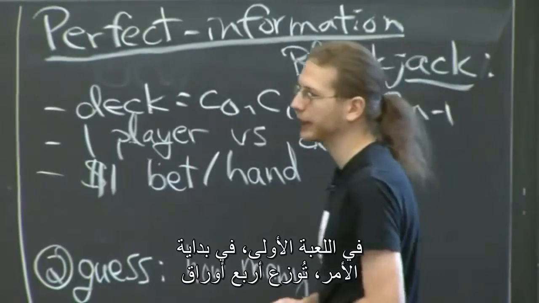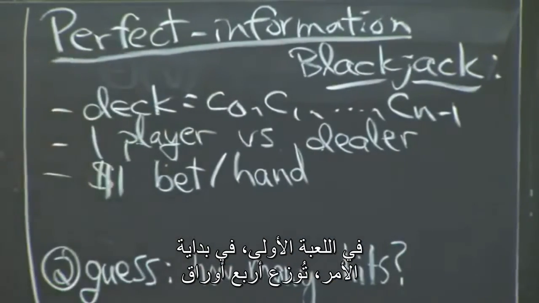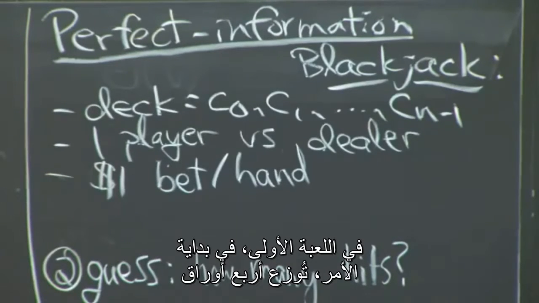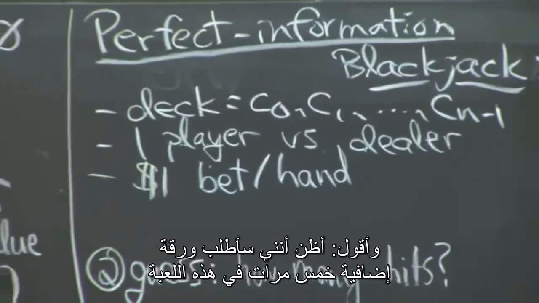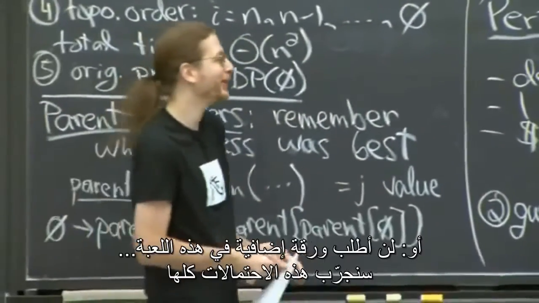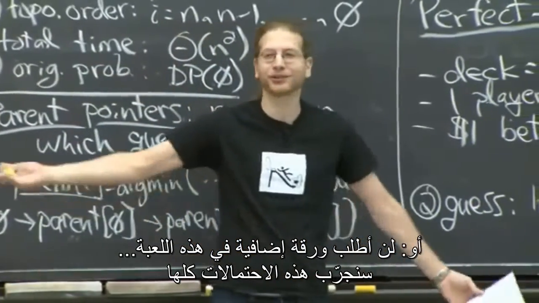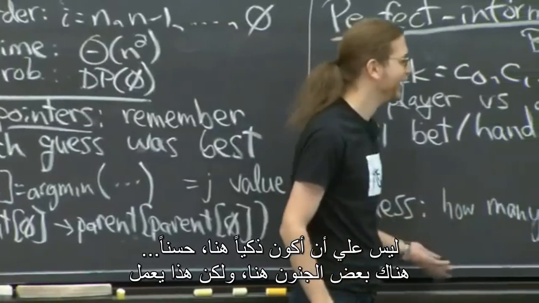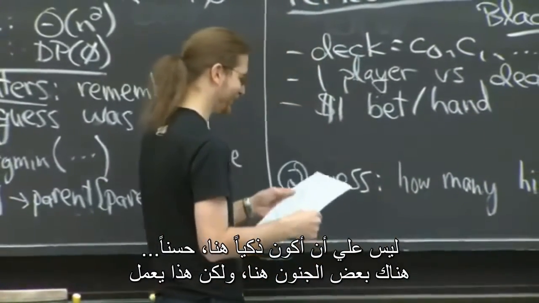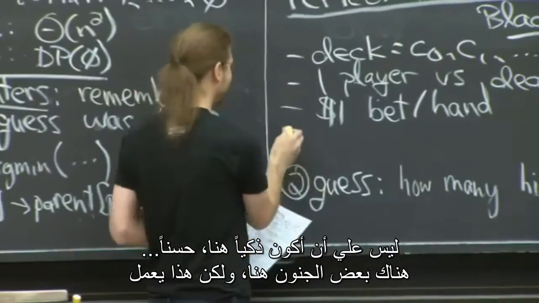In the first play, initially 4 cards are dealt. I look at my hand. Actually, I don't really look at my hand. I'm just going to guess ahead of time. I think I'll hit 5 times this time. I think I'll hit 0 times this time. I mean, I'm just going to try them all. So I don't really have to be intelligent here. It's kind of crazy, but it works.